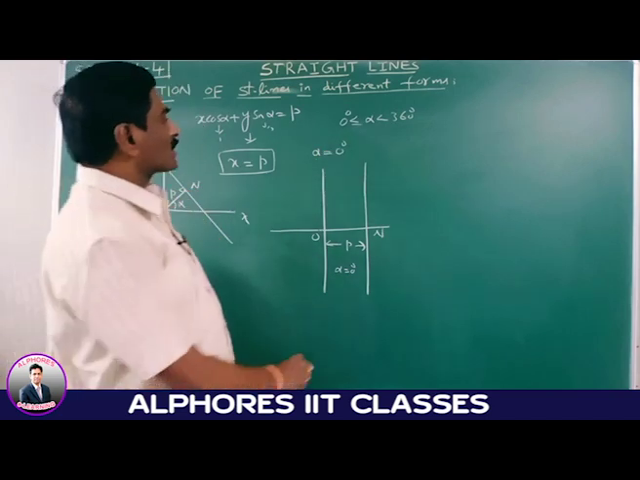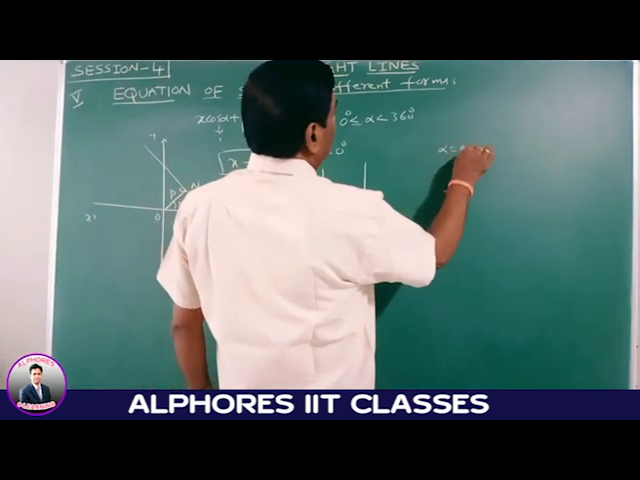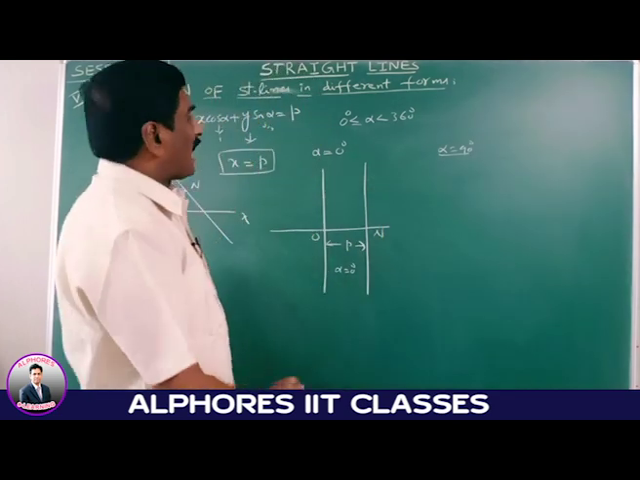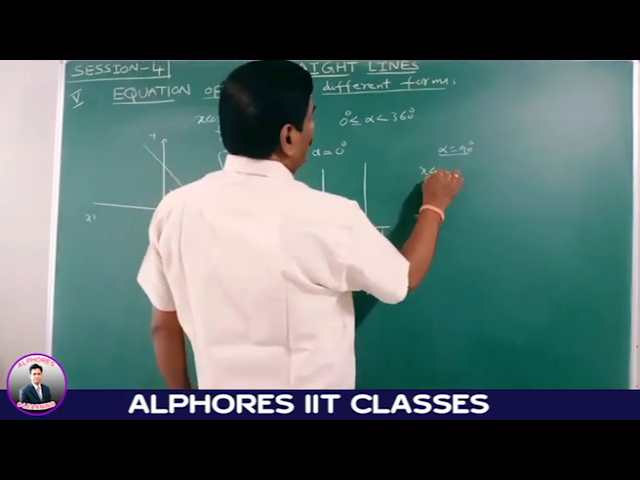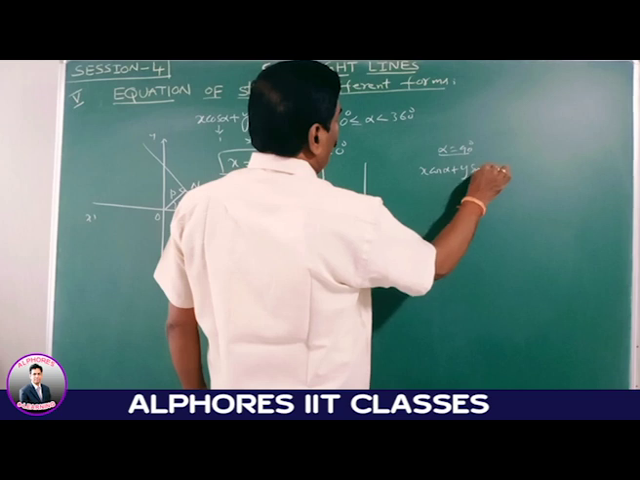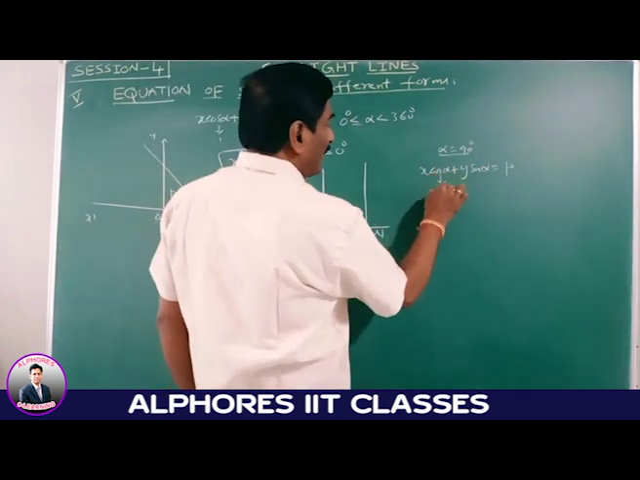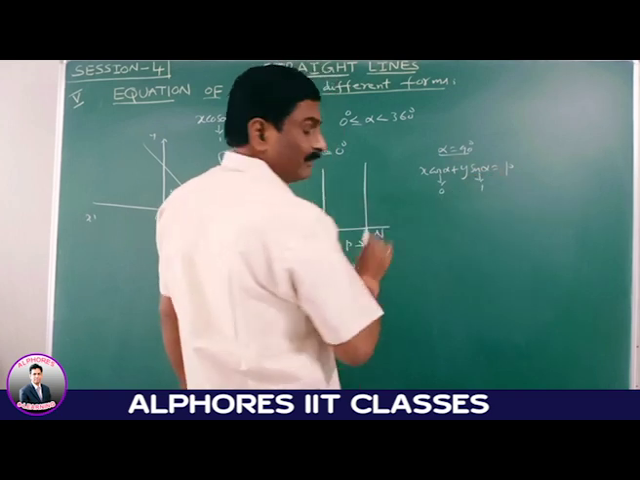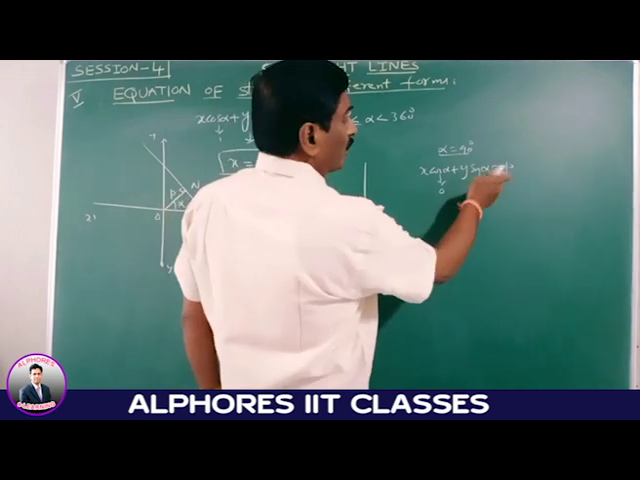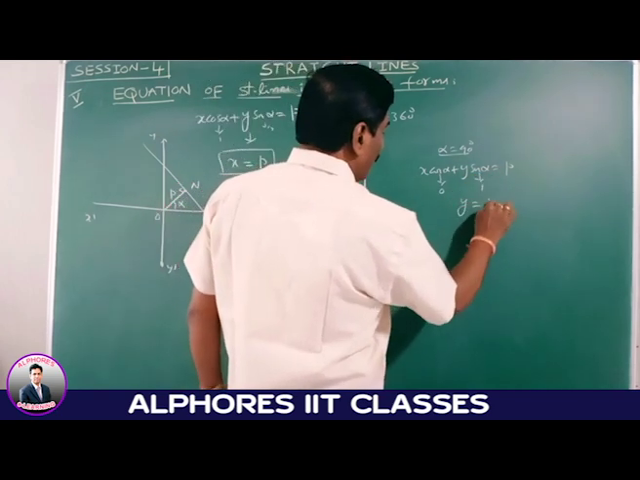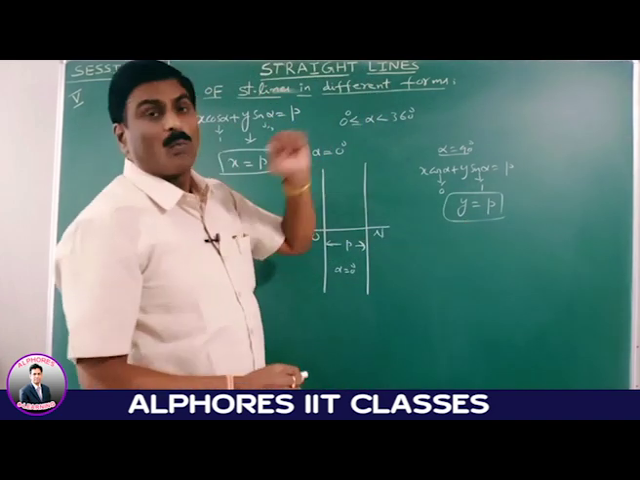Okay, suppose alpha is equal to the next quadrant angle, 90 degrees. Alpha is equal to 90 degrees, then x cos alpha plus y sin alpha is equal to p can be reduced. What is cos 90? 0. Sin 90 means 1. X into 0 means 0, y into 1 means y. That means y is equal to p. This line can be reduced into y is equal to p.